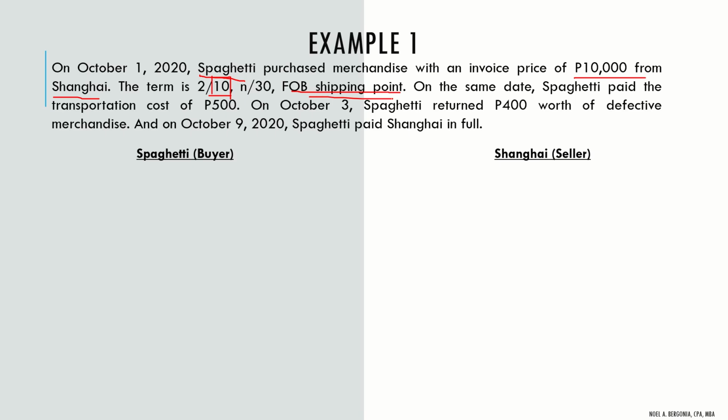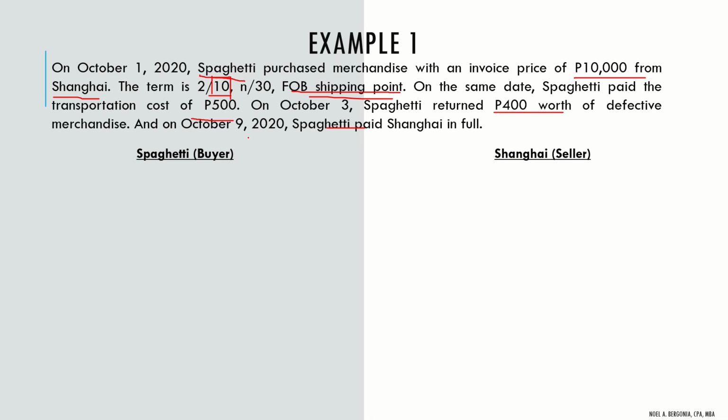Okay, FOB shipping point. On the same date, which is October 1, Spaghetti paid the transportation cost of 500 pesos. And on October 3, Spaghetti returned 400 worth of defective merchandise. And lastly, for October 9, Spaghetti paid Shanghai in full. Okay, so let's have first the entry to record at the time na binili ni Spaghetti yung merchandise. Okay, by the way, this example will show us both the perspective of being the buyer, which is Spaghetti, and then Shanghai being the seller.